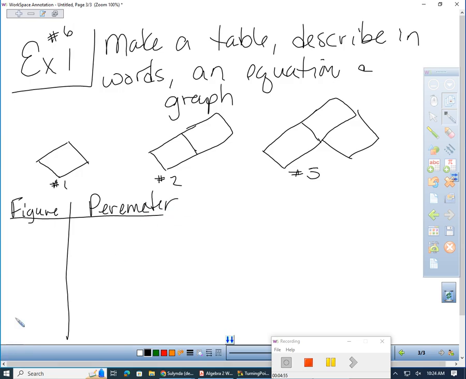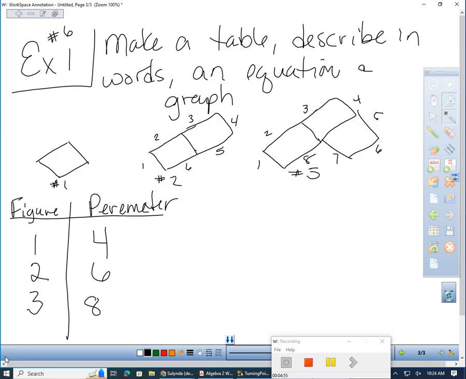All right. So for figure number 1, how many sides do we have up there? 4. Absolutely. For figure number 2, let's start here. I have 1, 2, 3, 4, 5, 6 on the outside, right? So this is 6. For figure number 3, I have 1, 2, 3, 4, 5, 6, 7, and 8. All right. So we have a table here.